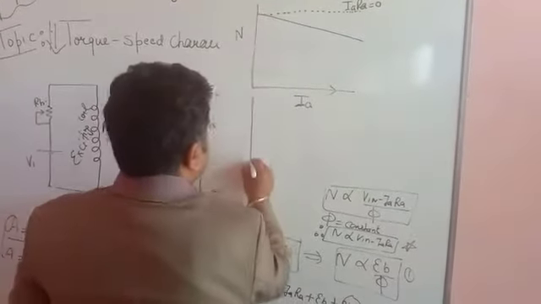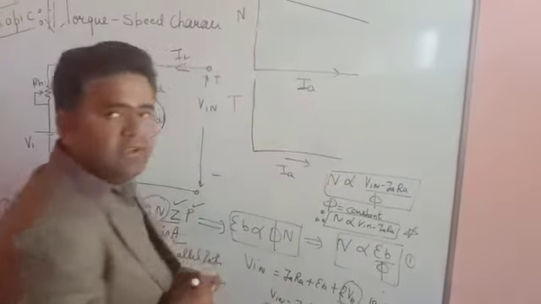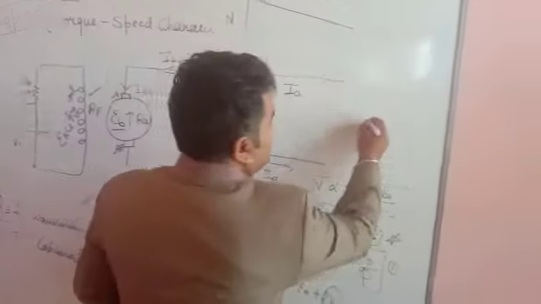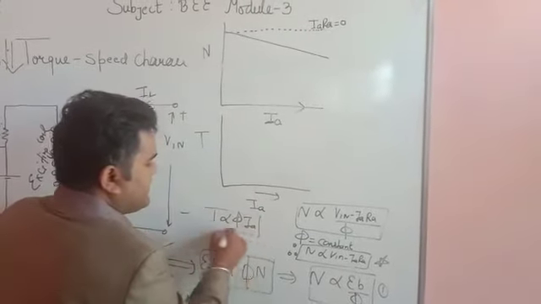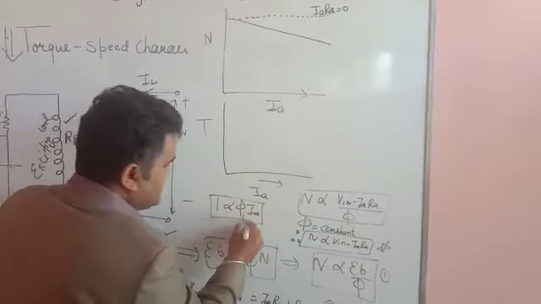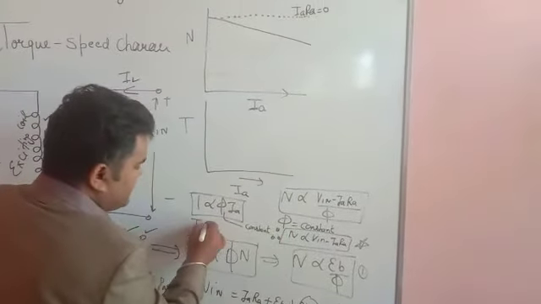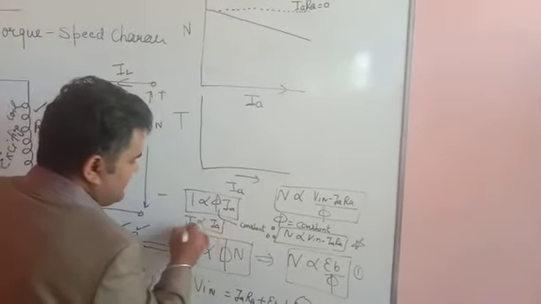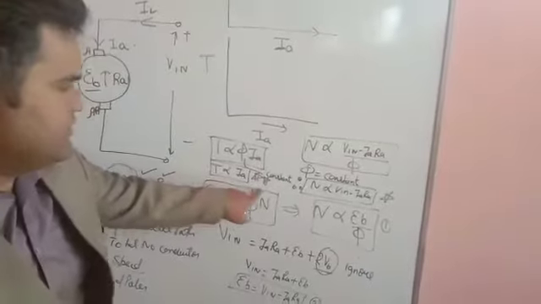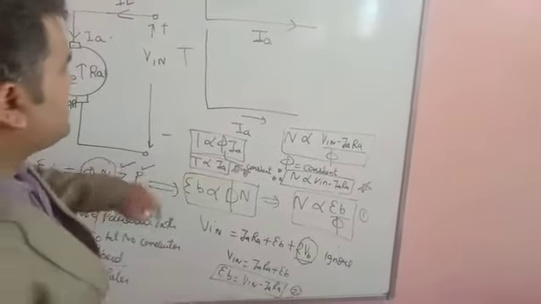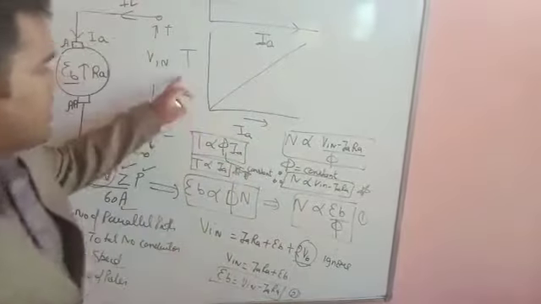Now the second curve is the torque current curve. Now while talking about the torque, you can say torque is directly proportional to phi into Ia. This is the formula. But flux is constant. Therefore torque is directly proportional to Ia. This is the second equation. As current increases, the torque increases. So this is the torque current curve.